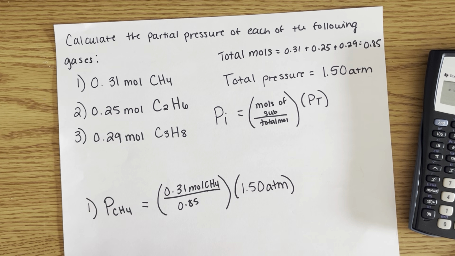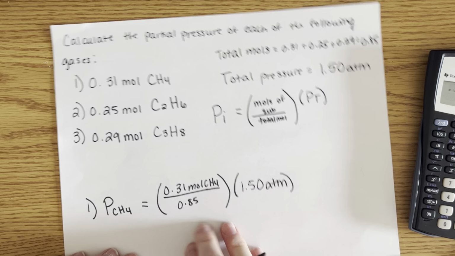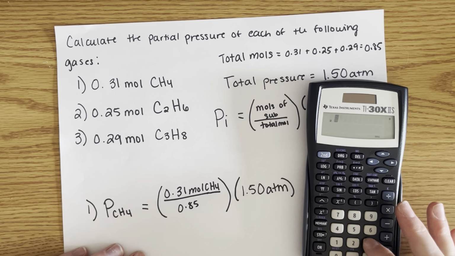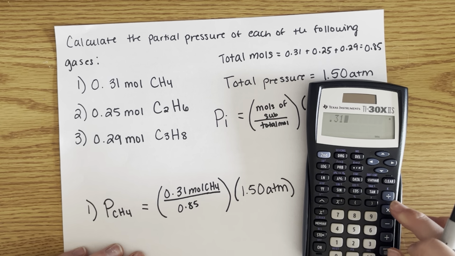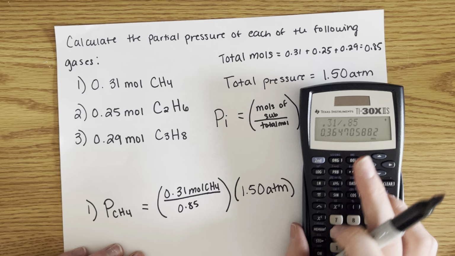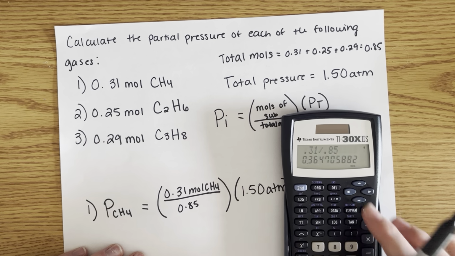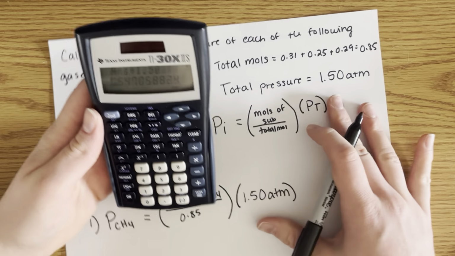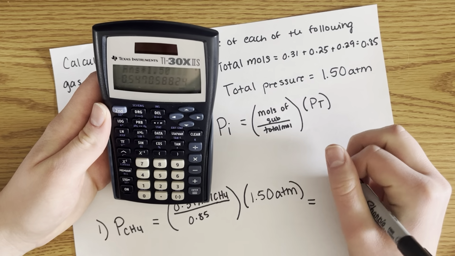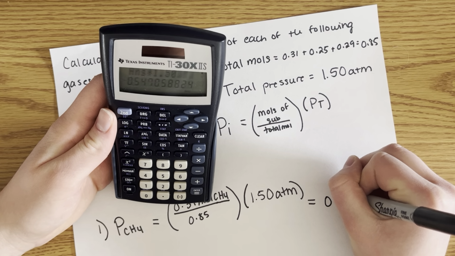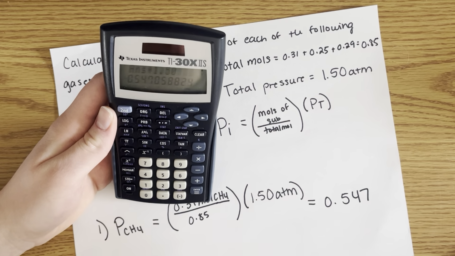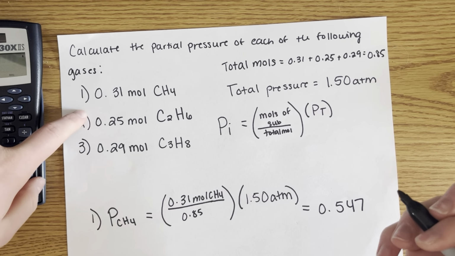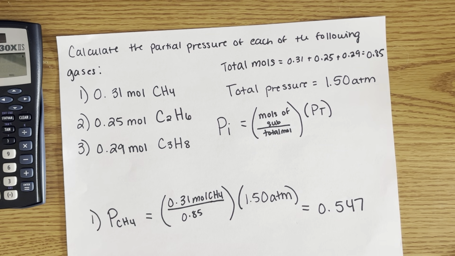So then all we do is we literally just plug in the numbers and solve. So I normally go 0.31. I solve this first. So 0.31 divided by 0.85. And then don't round off. Just times it by 1.50 right away. And we get a partial pressure of 0.547. Let's just say that. For number 1, that would be your answer.